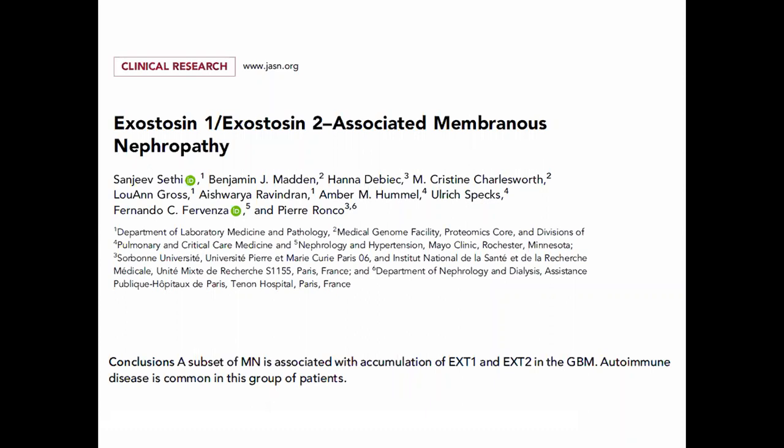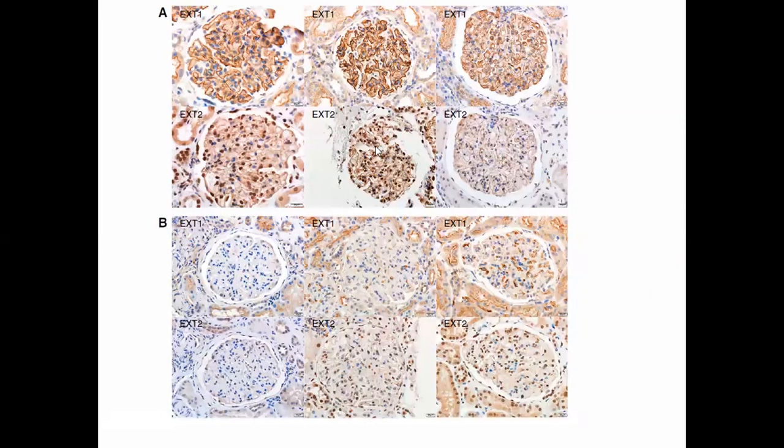And there are newer markers which have come in the last few years. One is exostosin 1/exostosin 2 associated membranous nephropathy. This was an article by Dr. Sanjeev Sethi. And I remember using these exostosin 1 and 2 antibodies. They are very difficult to perform because they give a lot of background staining. I just want to highlight, these are the cases which are negative, and these are the cases.